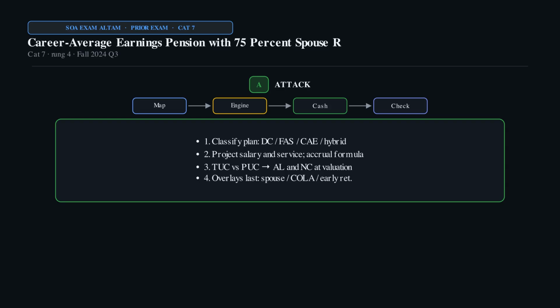Step 1. Classify plan, DC/FAS/CAE/hybrid. Step 2. Project salary and service, accrual formula. Step 3. TUC versus PUC/AL and NC evaluation. Step 4. Overlays last, spouse/COLA/early ret.